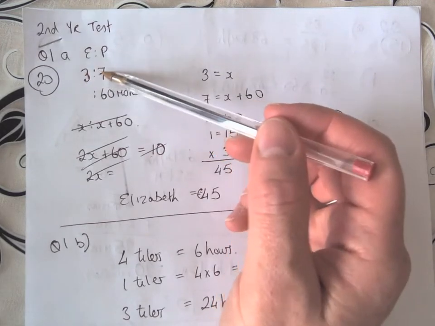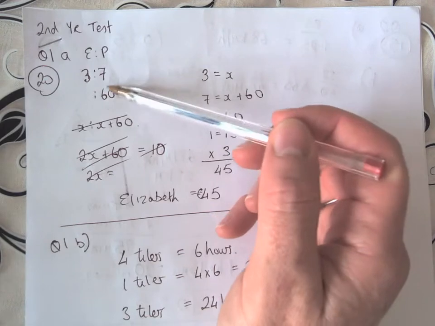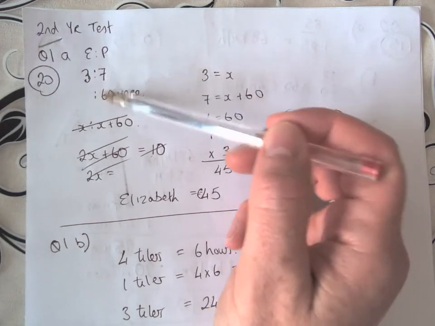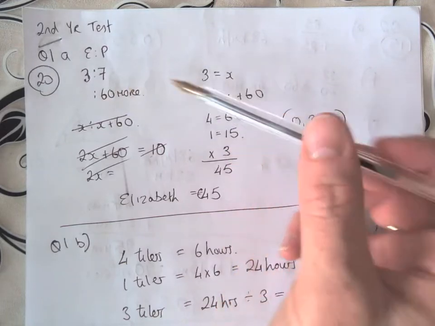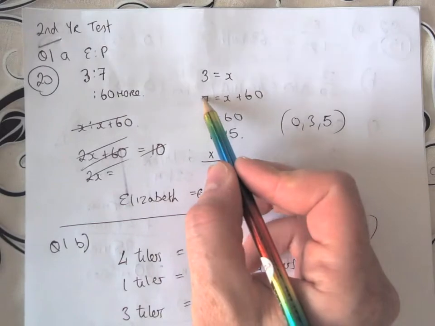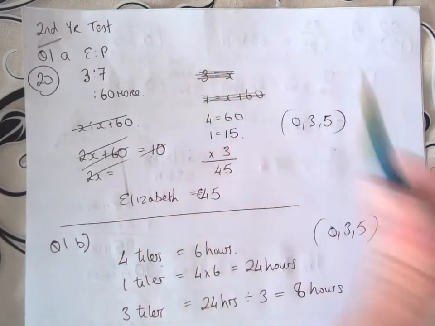So 3:7, but Philip got 60 more. So the difference between 3 and 7 is 4. So 4 parts is equal to 60. Alright. You can ignore this bit, that's just kind of a complicated way of doing it.